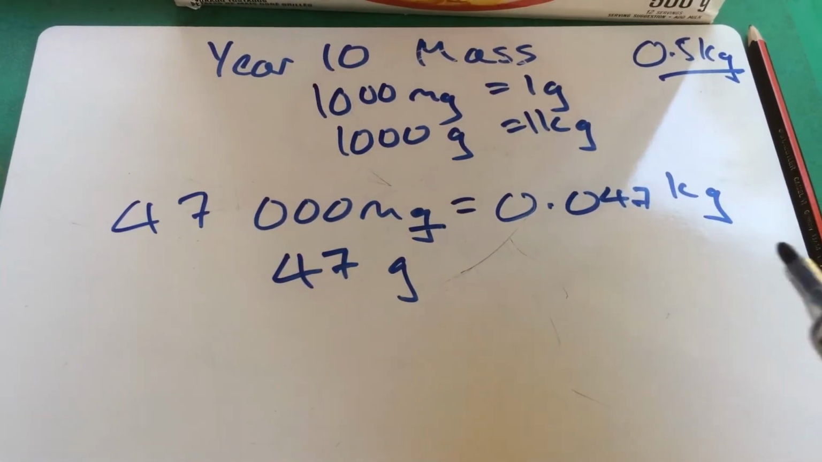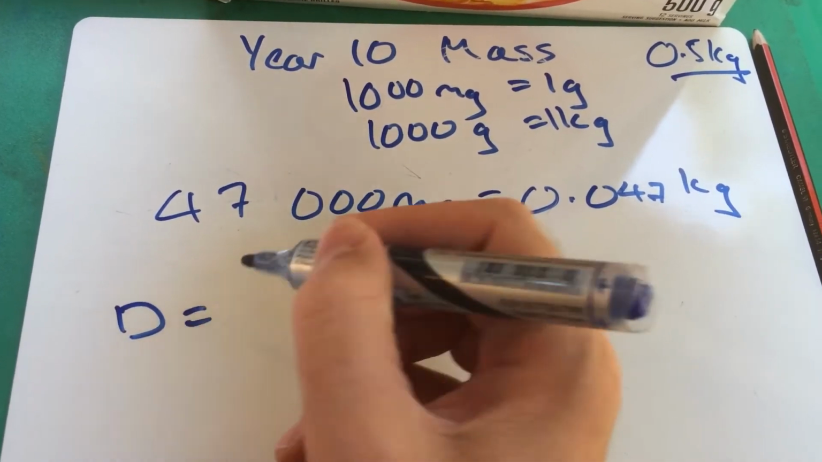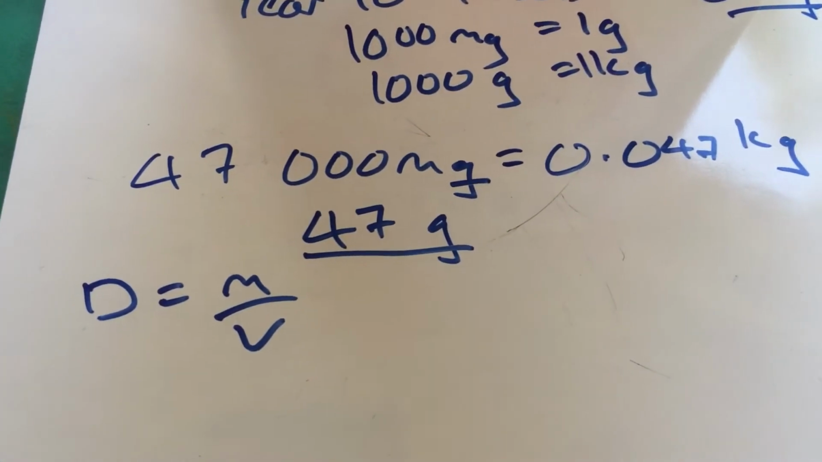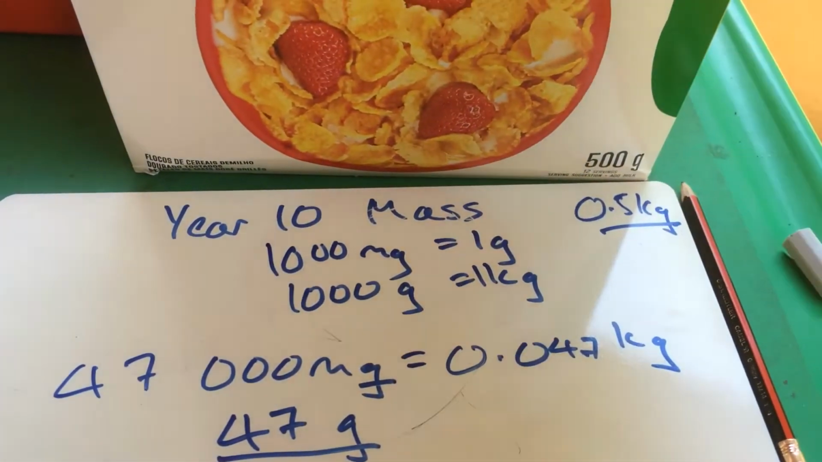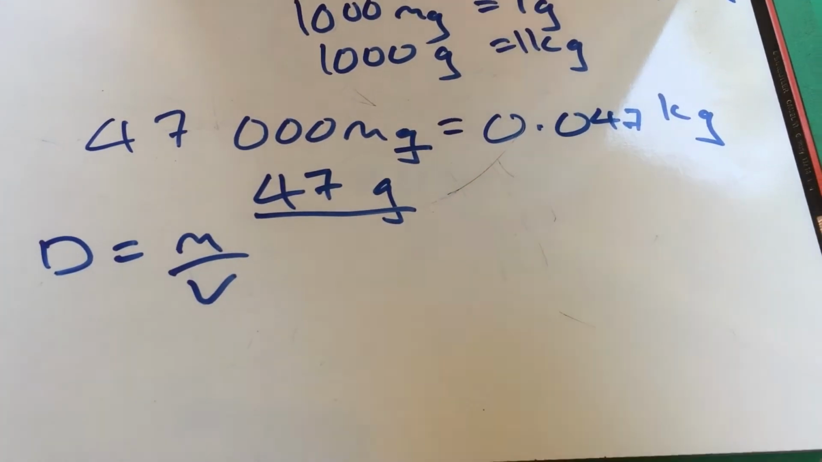Okay, another thing we might use with mass is density. And remember, density is mass over volume. How much stuff of that item is in its volume. So we could have measured the volume of this cornflakes box and worked out its density. But let's take an example here.